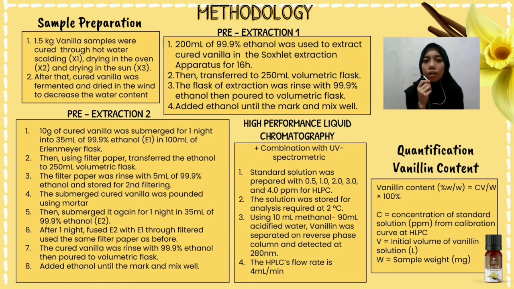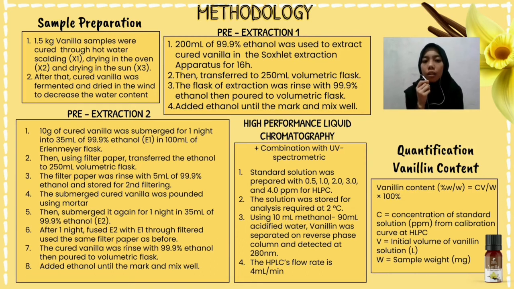For pre-extraction 2, 10 gram pure vanilla was submerged in ethanol. Then using filter paper, transfer the ethanol to a 250 ml volumetric flask. The submerged pure vanilla was pounded using a mortar. Repeat steps 1 to 3. Then the pure vanilla was rinsed with ethanol and transferred to the volumetric flask. Then add ethanol to the mark and mix well.